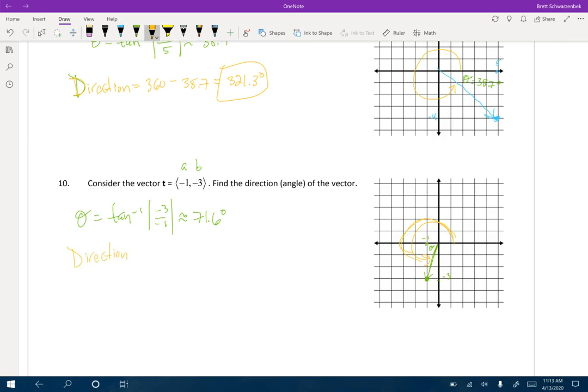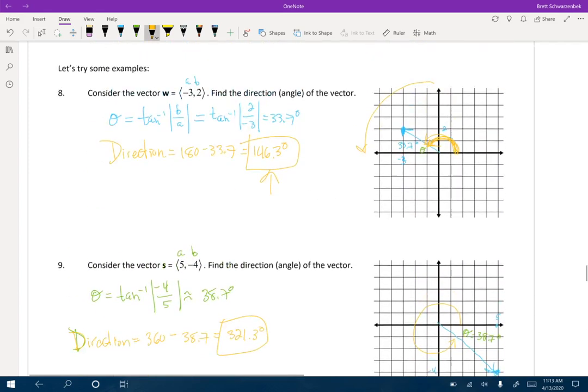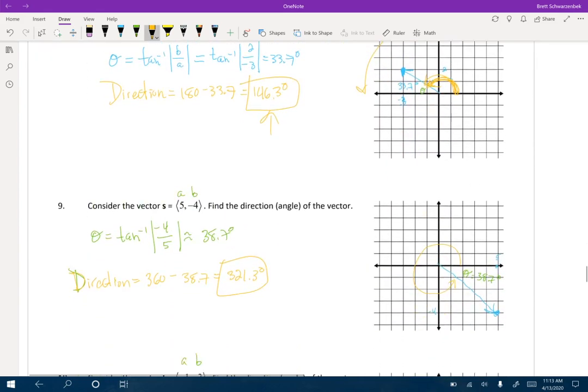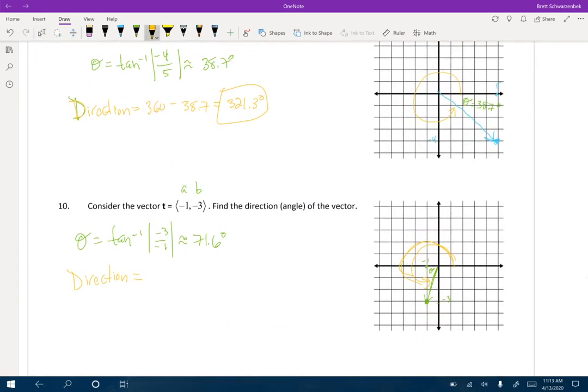So we go back into our notes, we're in quadrant 3, 180 plus whatever that angle is. Makes sense, because if the angle's down here, we need to add 180 to it. So we're going to get 180 plus 71.6 degrees, which is going to give us 251.6 degrees as our direction angle, which is indeed between 180 and 270.